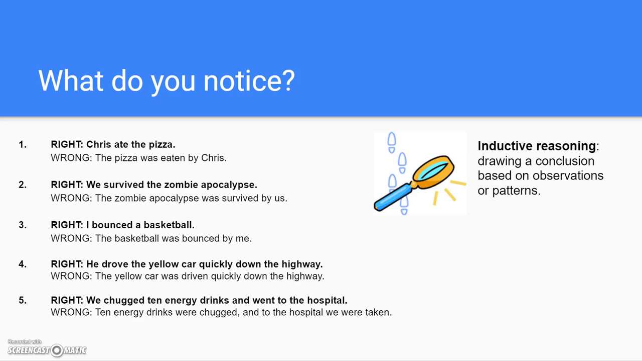But first, we're going to try out a little bit of inductive reasoning. Inductive reasoning, as opposed to deductive, is when we draw a conclusion based on observations or patterns. So I have provided a pattern here for you, and I would like you to tell me what is going on with these right versus wrong sentences. What do the right ones have in common? What do the wrong ones have in common?